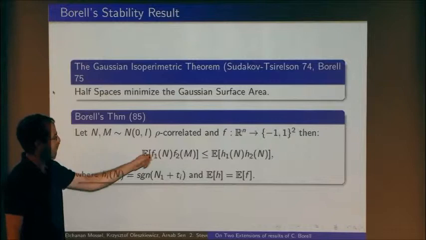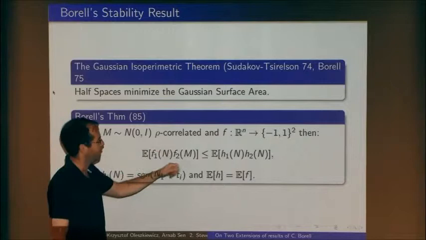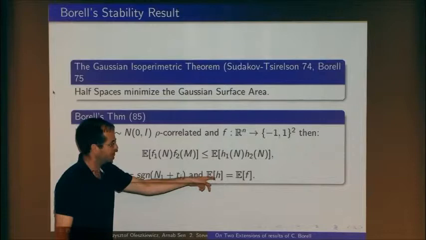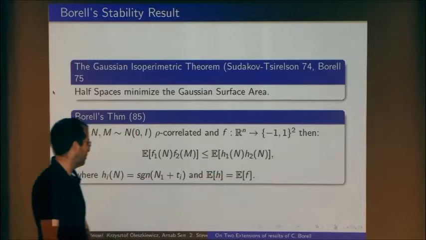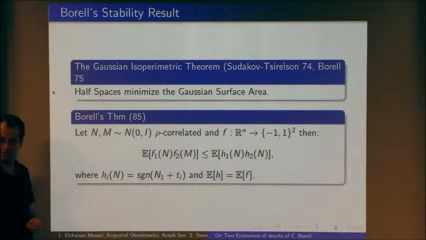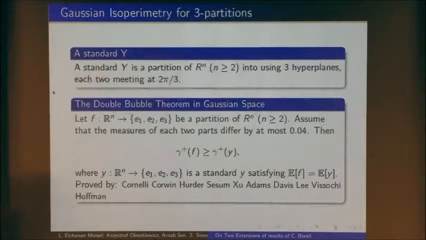So these are two functions, f1 and f2. These are two functions, h1 and h2. The expected value of h, this is a vector, is the same as the expected value of f. So f1 has the same expected value as h1, and f2 has the same expected value as h2. And that's the Borell result that Ron was mentioning in the previous talk when we talked about two sets. Okay, so that's Borell's result, and it implies majority is stablest, which I won't formulate.